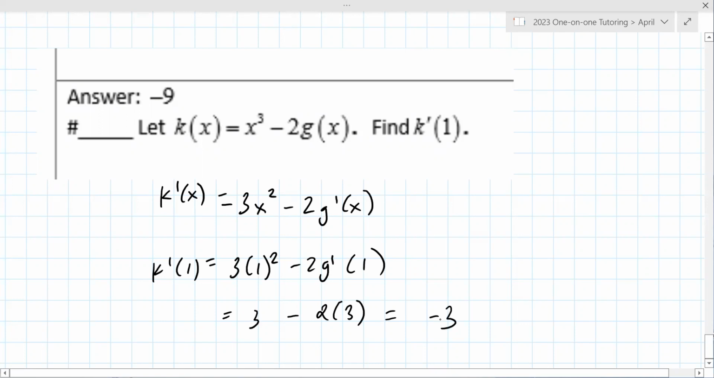Please check this, just because I know that I'm probably getting a grade on this. So let's make sure we're in unison on your results here. And then k prime of 1 equals 3 minus. Yeah, I got -3 too.